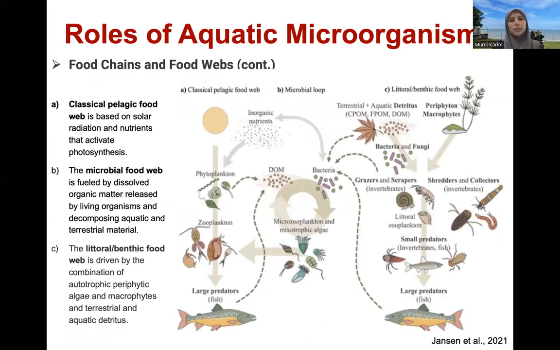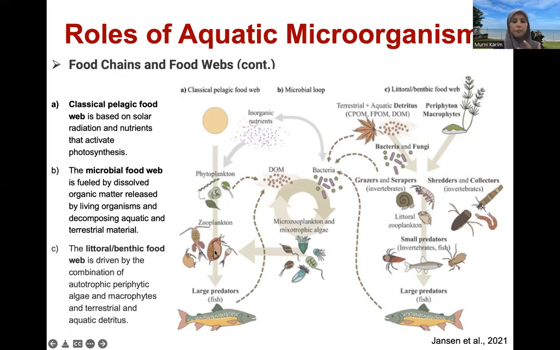There are the classical pelagic food web, the microbial loop, and the benthic food web. The classical pelagic food web is based on solar radiation, where the nutrients are fixed using photosynthesis. So photosynthesis is very important. When they activate those processes, it will supply nutrients. Those nutrients will be fed on by phytoplankton and zooplankton.